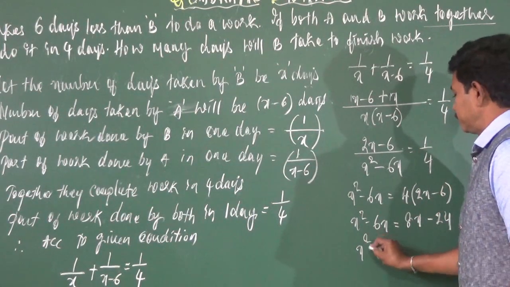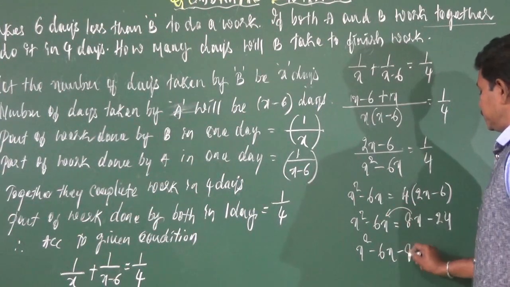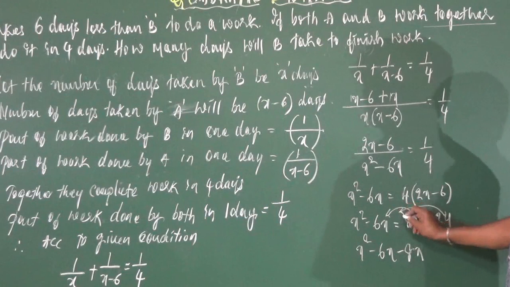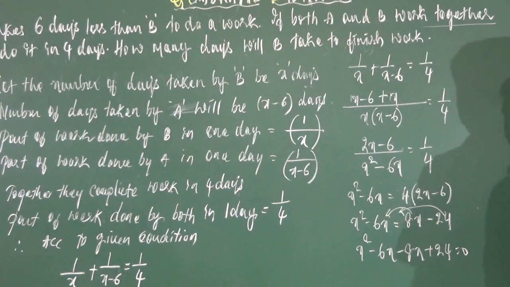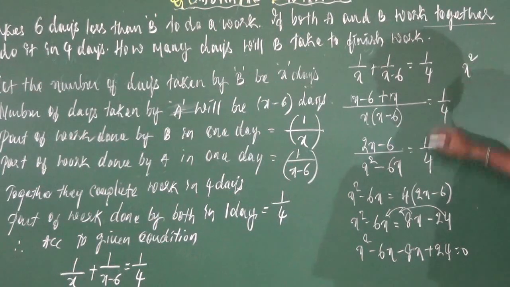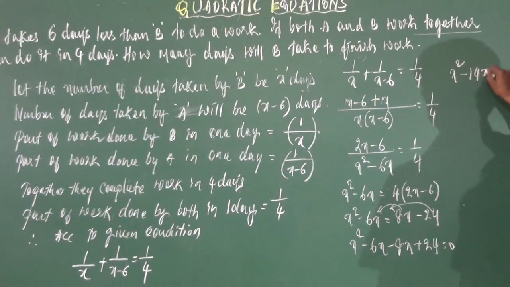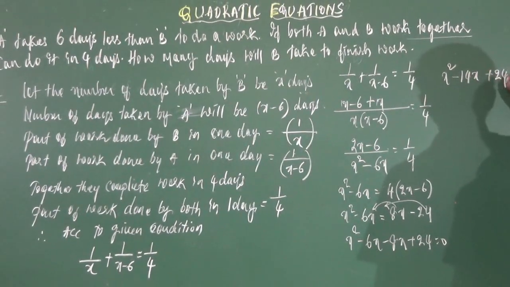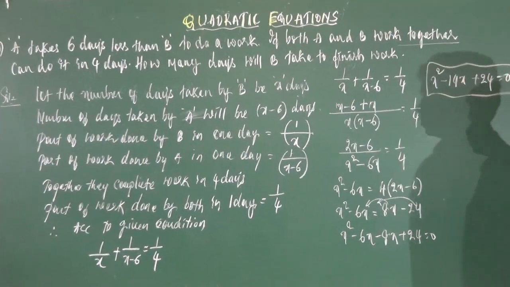So x square minus 6x plus 8x gets transposed, that is minus 8x, and minus 24 gets transposed, that is plus 24, is equal to 0. So the equation is nearly set up here. So x square minus 6x minus 8x is minus 14x, plus 24 is equal to 0. So this is the required quadratic equation.